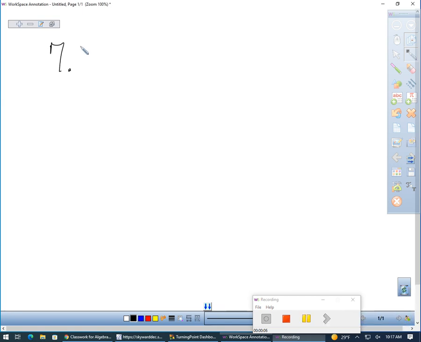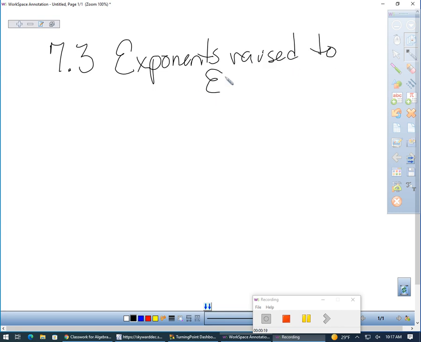We are doing 7.3. What we're going to talk about is exponents raised to exponents. This is going to be rule number 4.